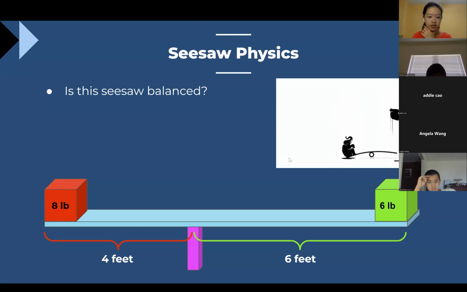Yeah. So this one would not be balanced because the left side has 8 pounds and it's a distance of 4 feet from the fulcrum. And the right side, it's 6 pounds and it's a distance of 6 feet from the fulcrum. So 32 does not equal 36, so this wouldn't be balanced.